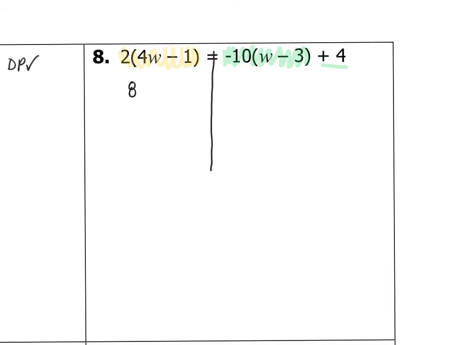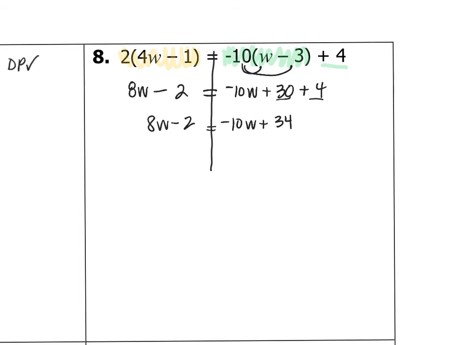This is going to be 8w minus 2. That's going to be my left side of my equation. The right side of my equation is going to be negative 10w plus 30 plus 4. Now that I've distributed, I've got one more step on my right side to simplify fully, which is to combine these like terms. Bring down my left side.